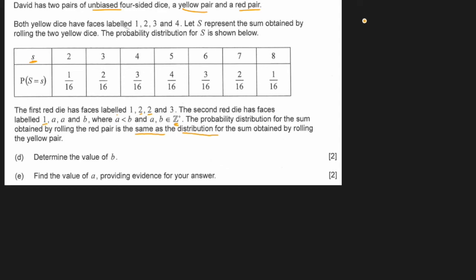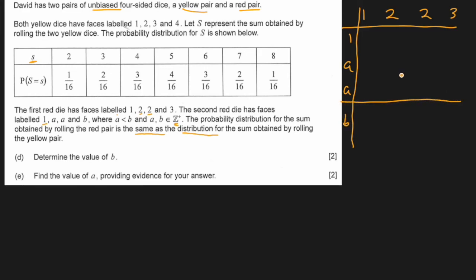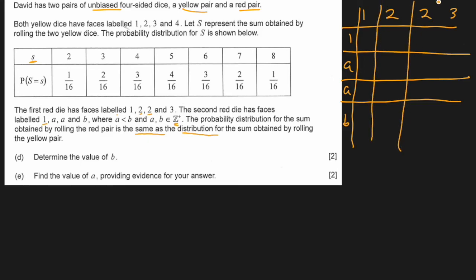Okay, so let me make a table for them. First we have 1, 2, 2, 3. So the first die is 1, 2, 2 and 3. The second die is 1, A, B. B is greater, A is smaller. Now, let's see what the scores are because of these.